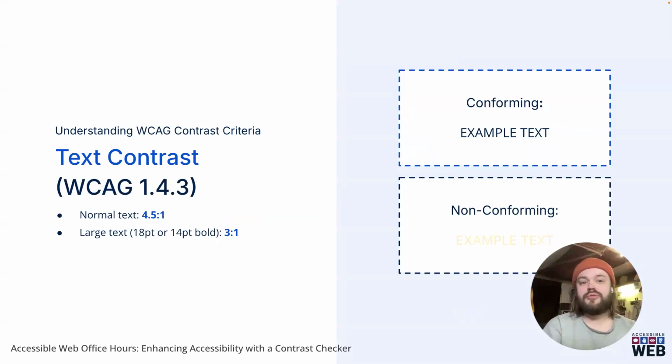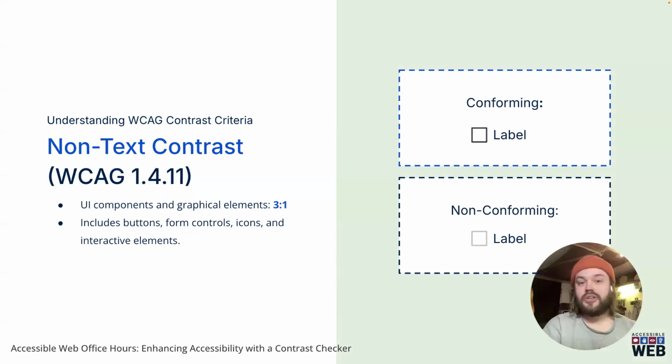So the WCAG contrast ratio requirements ensure that text and UI components are readable and distinguishable. WCAG 2.2 defines multiple contrast-related criteria, such as text contrast, which defines normal text meeting a 4.5 to 1 contrast ratio against the background, and large text, which is 18 point or 14 point bold in the font size, as 3 to 1 contrast ratio. For non-text contrast, such as buttons, form controls, icons, interactive elements, these UI components and graphical elements require a 3 to 1 contrast ratio.